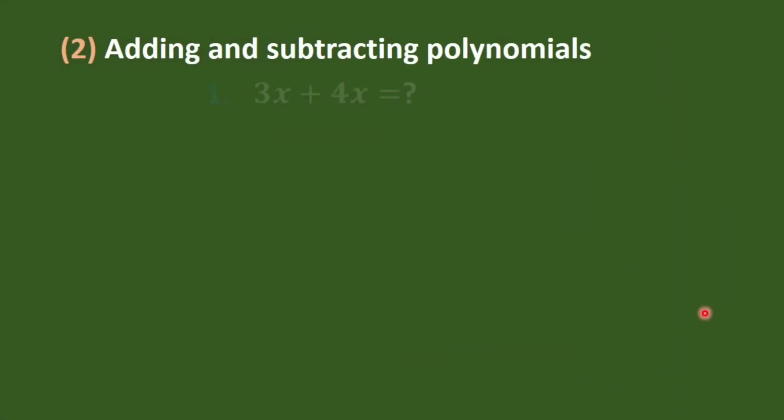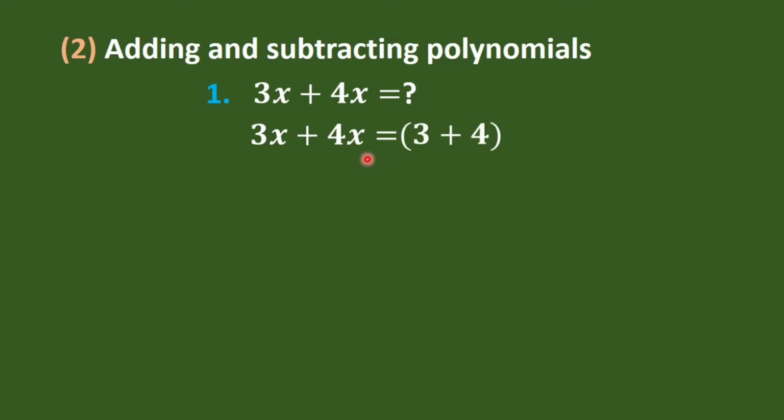Second procedure. Number 1, we have 3x plus 4x. We will add this horizontally. Here, the first step is to put in one quantity the integers. So we have 3 plus 4. And then, since we have a common variable, we put only one variable here at the right side. 3 plus 4 x is equal to 7x.